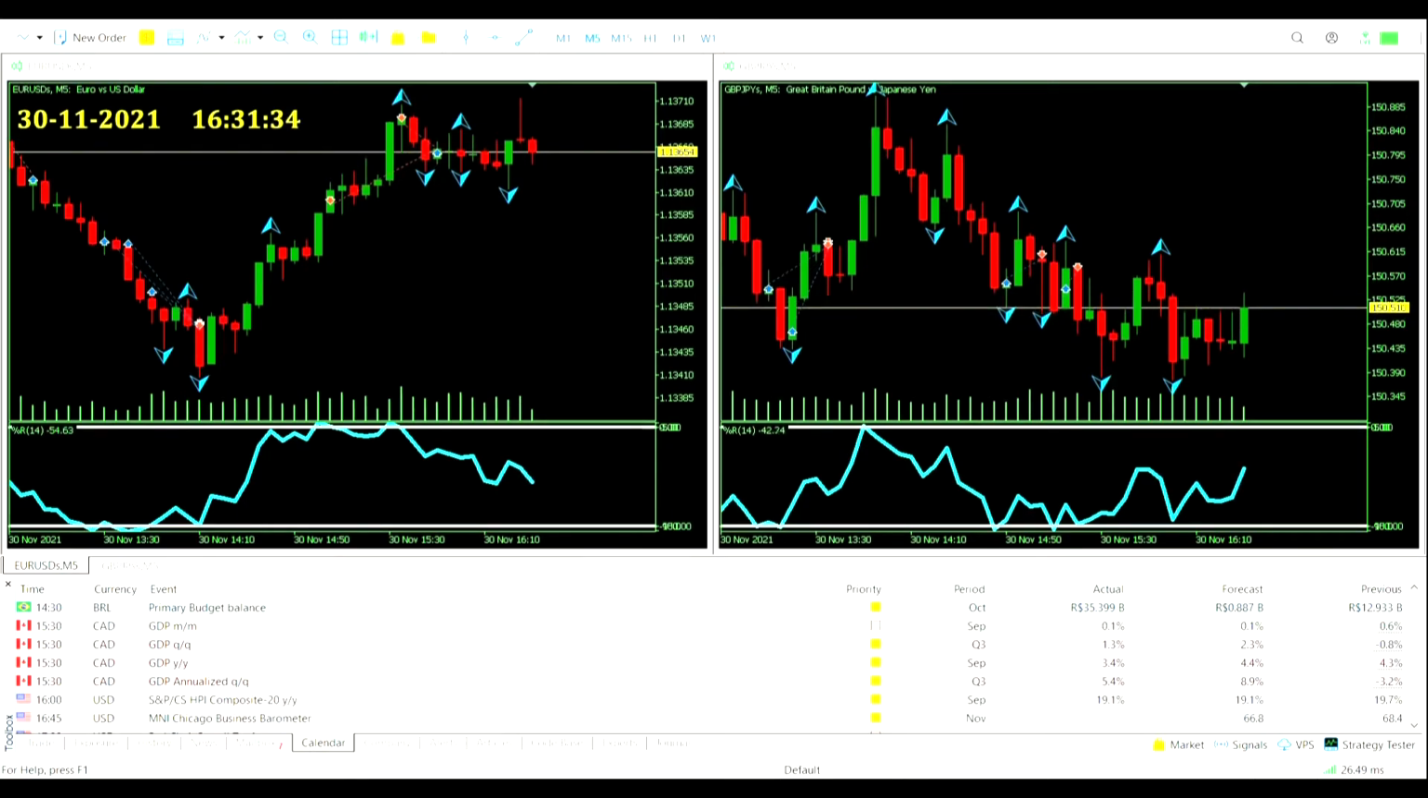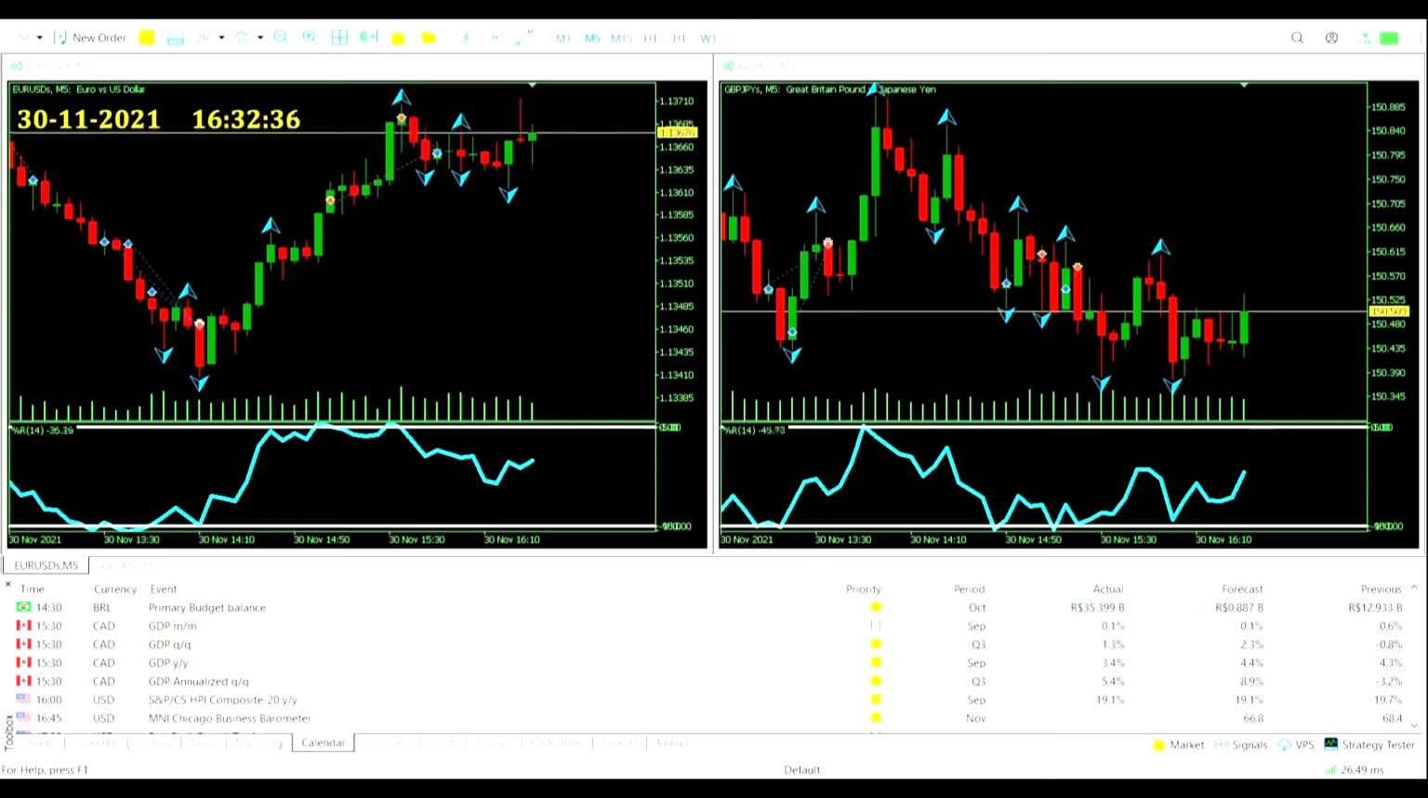Also at 4 o'clock, we have the S&P House Price Index Composite 20 year on year, 19.1% as forecast. A lot of people struggle to get on that market, and it's a big worry for people. Wage growth versus house prices has not been on a good trajectory.